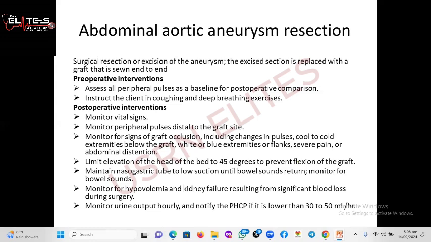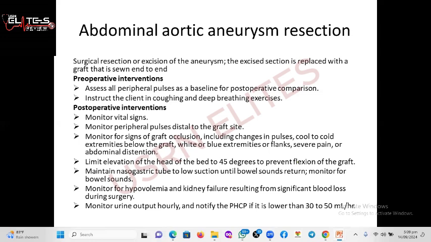And so the abdominal aortic resection is a surgical resection or excision of the aneurysm where the area is excised and replaced with a graft that is sealed end to end. Okay, so they cut where the problem is. I believe you know what I'm trying to picture. They will cut the area, then they will find a graft and join the two together, and then circulation of blood flow continues.